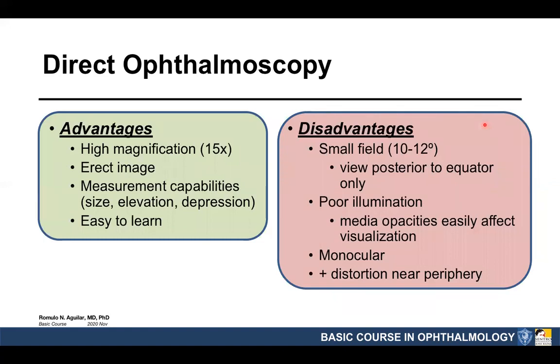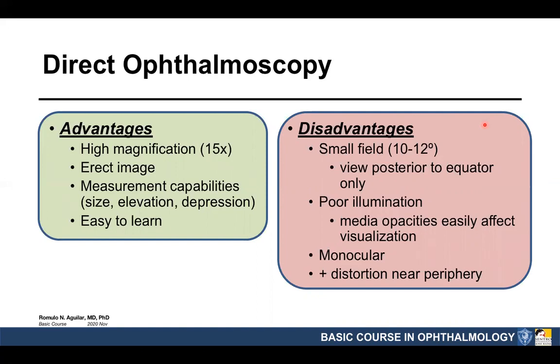So here are the advantages and disadvantages of your direct ophthalmoscope. The advantages are, as I said, high magnification, about 15x. It gives you an erect image. You can have measurement capabilities, as I said earlier, and it is relatively easy to learn.